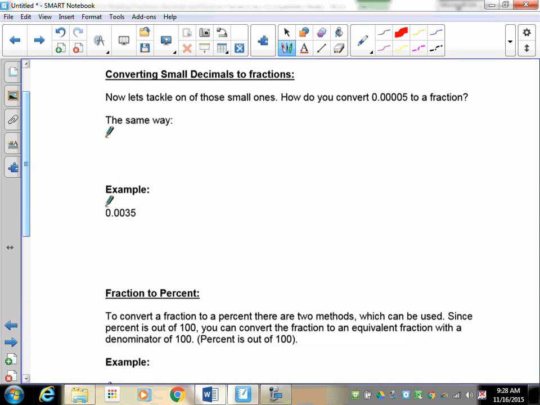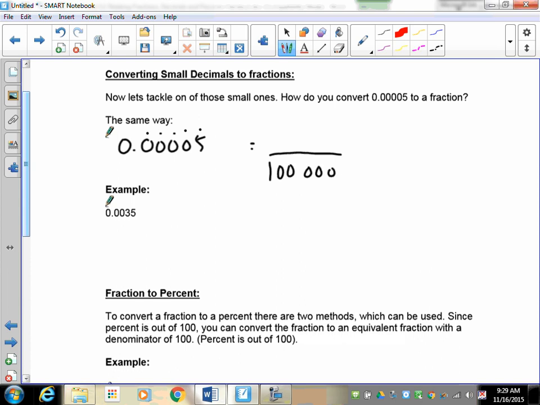All right, so the best way to do this, so you don't mess up, is to do this. 2, 3, 4, 5. We've got 4 zeros and a 5. If you want to, this is tenths, hundredths, thousandths, ten-thousandths, hundred-thousandths. So that would be 100,000 in the denominator.